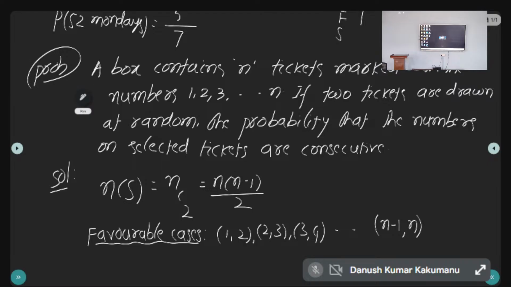Suppose there are four tickets: one, two, two, three, three, four. Three possibilities will come. For two tickets, one possibility. For three tickets, two possible cases. For four tickets, three possible cases. Like that for five tickets, four possible cases. For n tickets, n minus one possible cases.